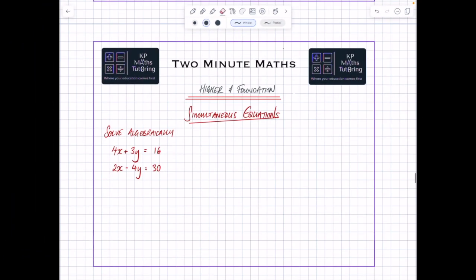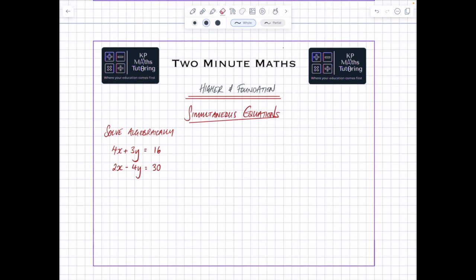Hi everyone, really quick video here on simultaneous equations. It does come up in higher and foundation, so it's worth you knowing what to do. Quite a complex topic, so if you don't understand it, it's worth watching my proper video I've done on this, which is a bit longer.